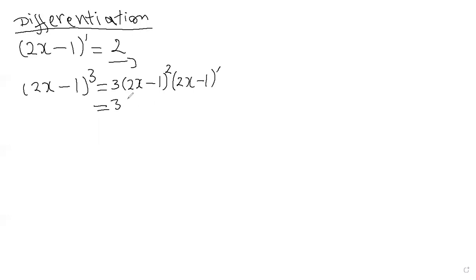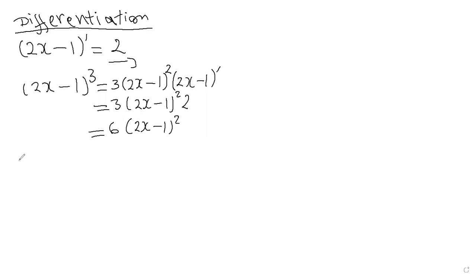Therefore, you have a 3, (2x minus 1) exponent 2. The derivative of this, remember, here we got 2. If I multiply here, I will have a 6, bracket 2x minus 1, exponent 2. So this is the derivative of (2x minus 1) exponent 3.